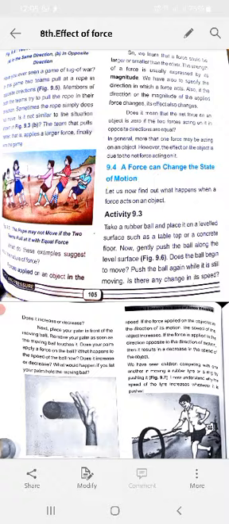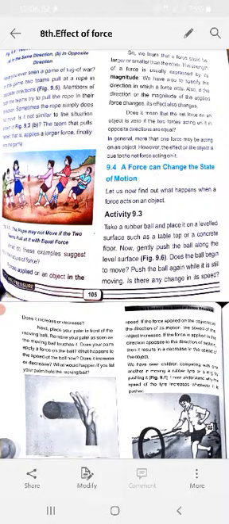I am Tanveer Iqbal, teacher of Boys High School Shatigam. Today I shall deliver a lecture for class 8th, Chapter number 9, Force and Pressure. Please open your textbook to page number 105. Today we are going to study concept number 9.4: a force can change the state of motion. In addition to it, we have to study that a force can change the shape of an object. These two effects of forces we are going to study today.